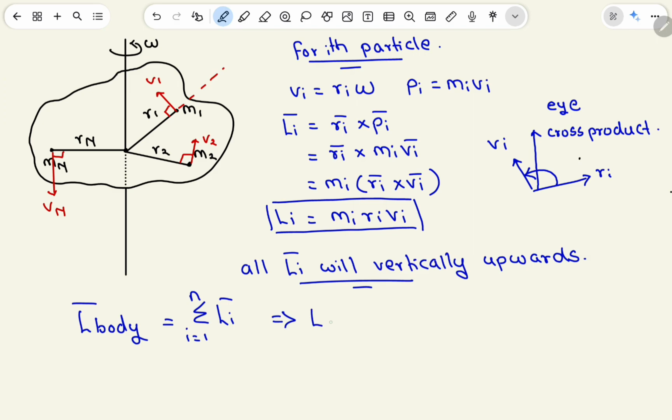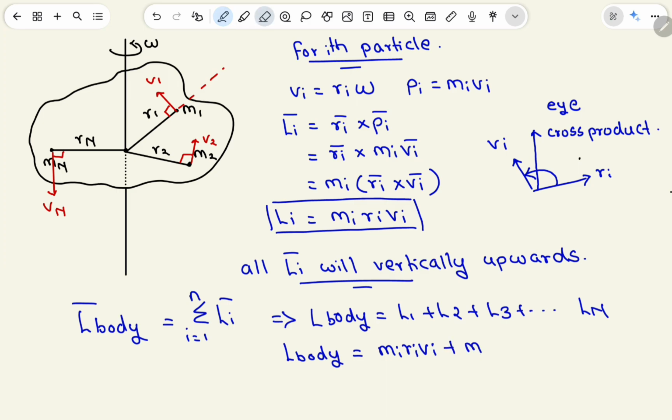So the magnitude of angular momentum of the body is going to be nothing but L1 plus L2 plus L3, so on up to Ln. And the angular momentum of the body will be nothing but, in place of Li, I can write down Mi Ri Vi. So in place of L1, I can write down M1 R1 V1 plus M2 R2 V2 plus M3 R3 V3, and the addition continues so on up to Mn Rn Vn.